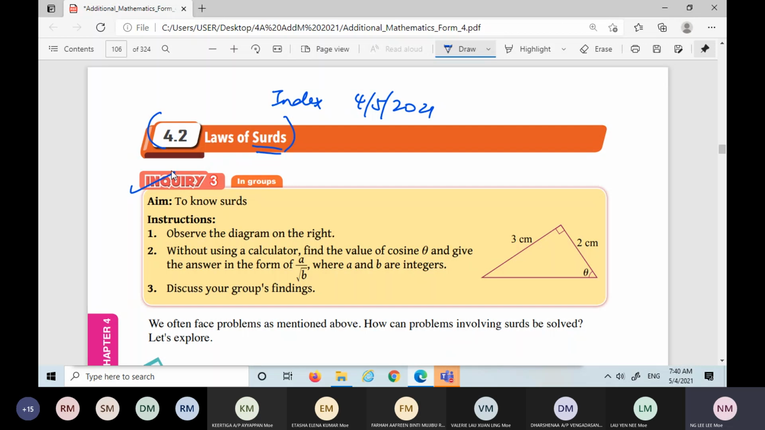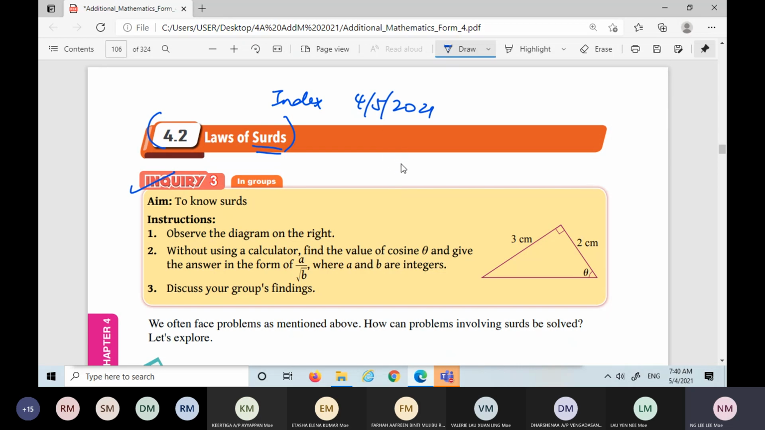Without using a calculator, find the value of cosine theta and give the answer in the form of a over square root of b, where a and b are integers. Okay. So I hope you are still okay with your trigonometry. Okay, if not, then we do a little revision.